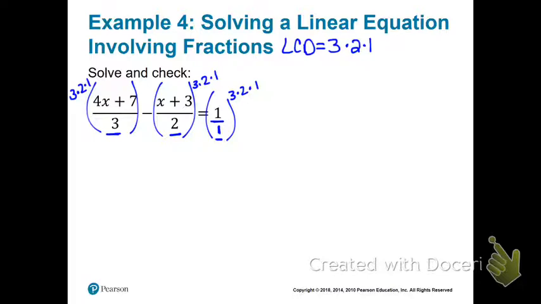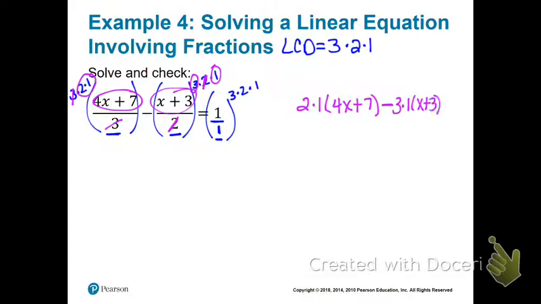All right, so for this first one, my 3 is going to cancel, and I'm left with 2 times 1 times the 4x plus 7. So 2 times 1 times the 4x plus 7. See, there's a minus sign after that. The next fraction, the 2 is going to cancel, so I'm left with 3 times 1 on the outside times the x plus 3 inside. And there's an equal sign. And then the 1's going to cancel, so I'm left with 3 times 2 on the outside times the 1 on the inside. I'm going to have to squeeze that in here.